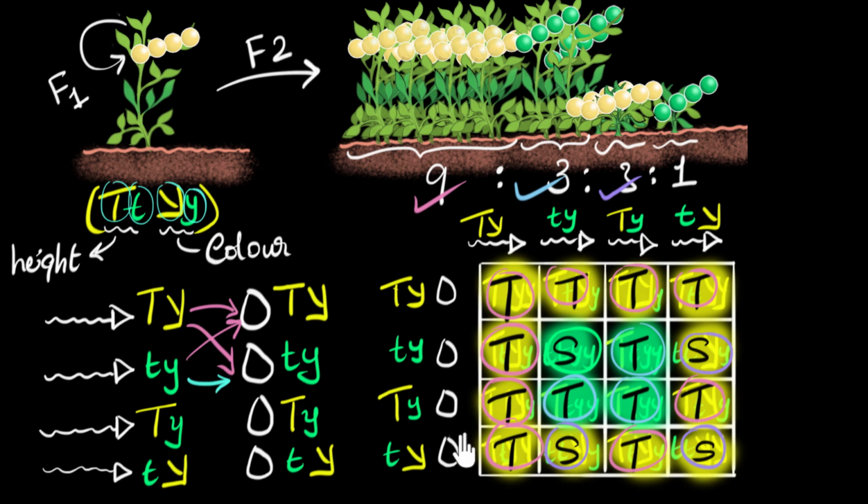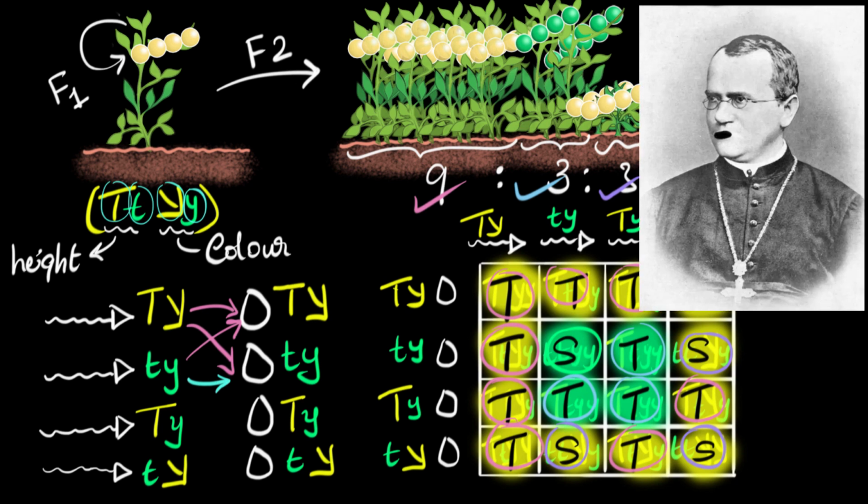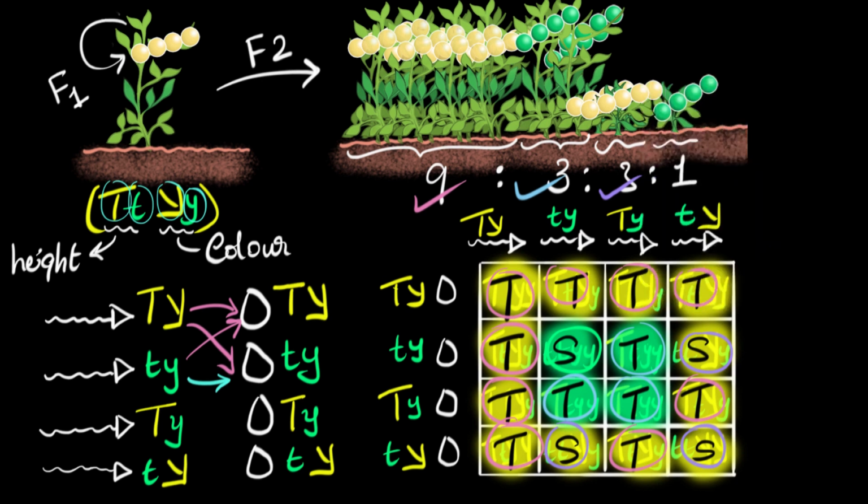So indeed, this conclusively proves that the traits passed on are sorted independently, not as a package, proving his law of independent assortment. Good job, Mendel. Thank you. So that's pretty much it.